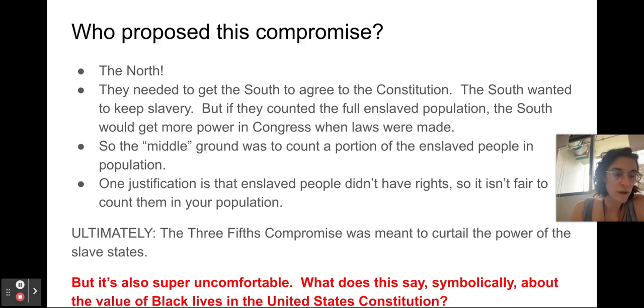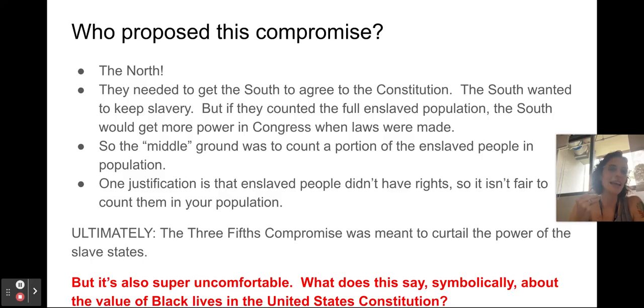But it's also super uncomfortable. What are we saying? Black enslaved people are 3/5 of a person? They're not even a full person? That wasn't what it meant literally. They didn't think like they cut off an arm and a leg from every enslaved person and they're walking around. No, it was just for the purpose of counting the population. But it does symbolically send a message about the value of Black enslaved lives in the US Constitution.